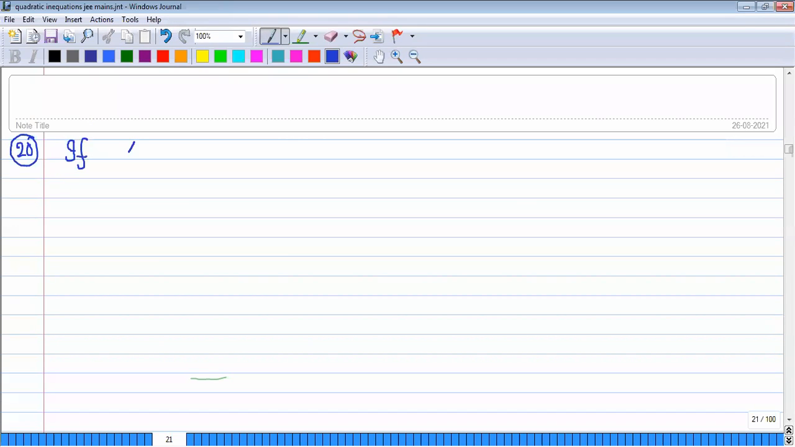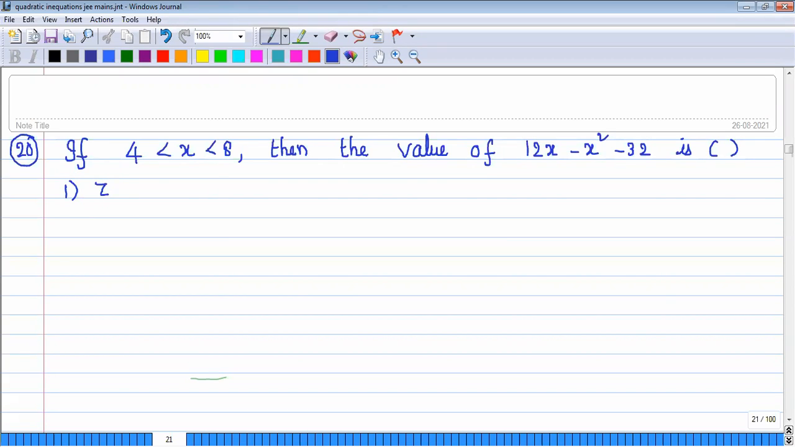If 4 is less than x, x less than 8, then the value of 12x minus x square minus 32 is: first option 0, second option positive, third option negative, fourth option none.